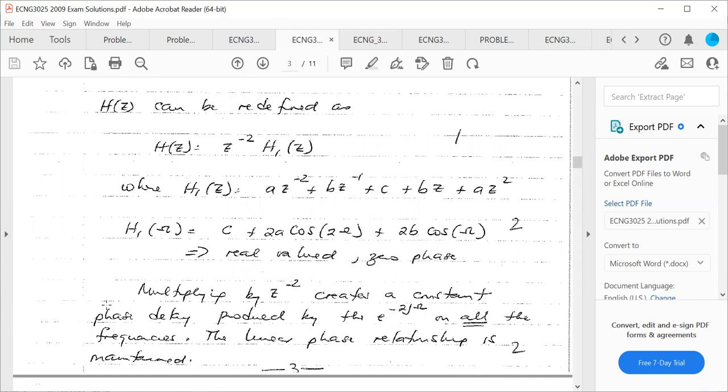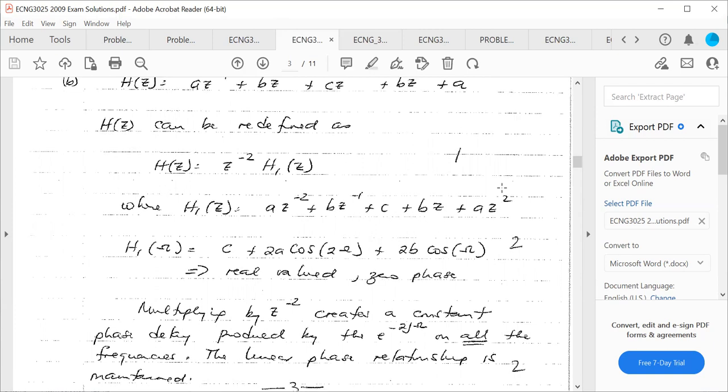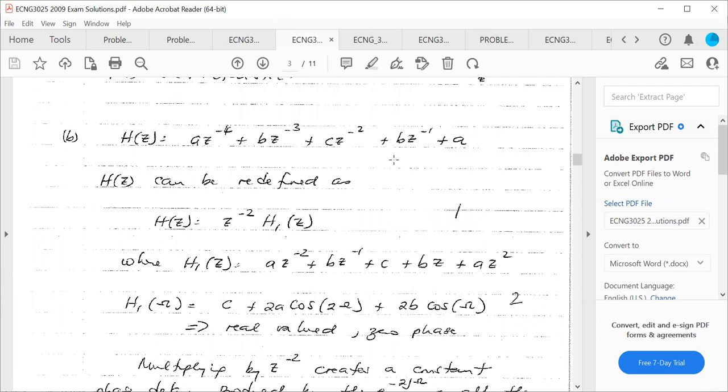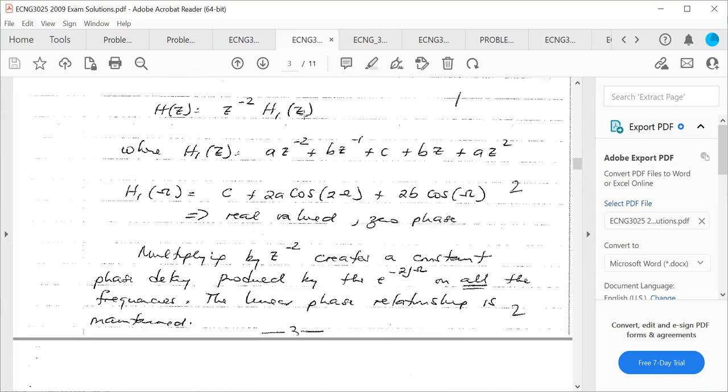Time translates into a phase delay. So the linear phase relationship is maintained even if the transfer function looks like this, which is symmetrical. If you delay everybody and get it into this form, where it is symmetrical about some central value, the coefficients B and B, A and A, D and D, and so on, are symmetrically distributed about a central value. All right?